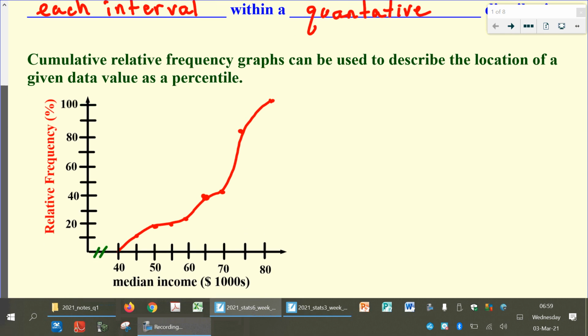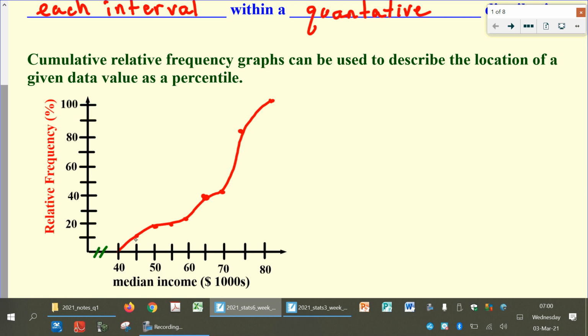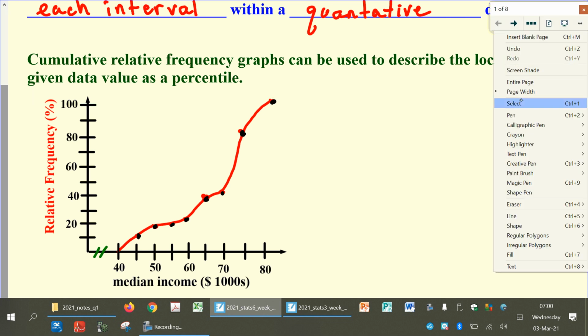We can use them to get a percentile because it's going to start from 0 on the left and it will add all the way up to 100 as each interval is added. So if you're looking at this plot, which is measuring median income in thousands of dollars against the relative frequency on the y-axis, we have our break here because we skipped all the way to 40. It looks like our intervals are 5. So this is using an interval of 5.